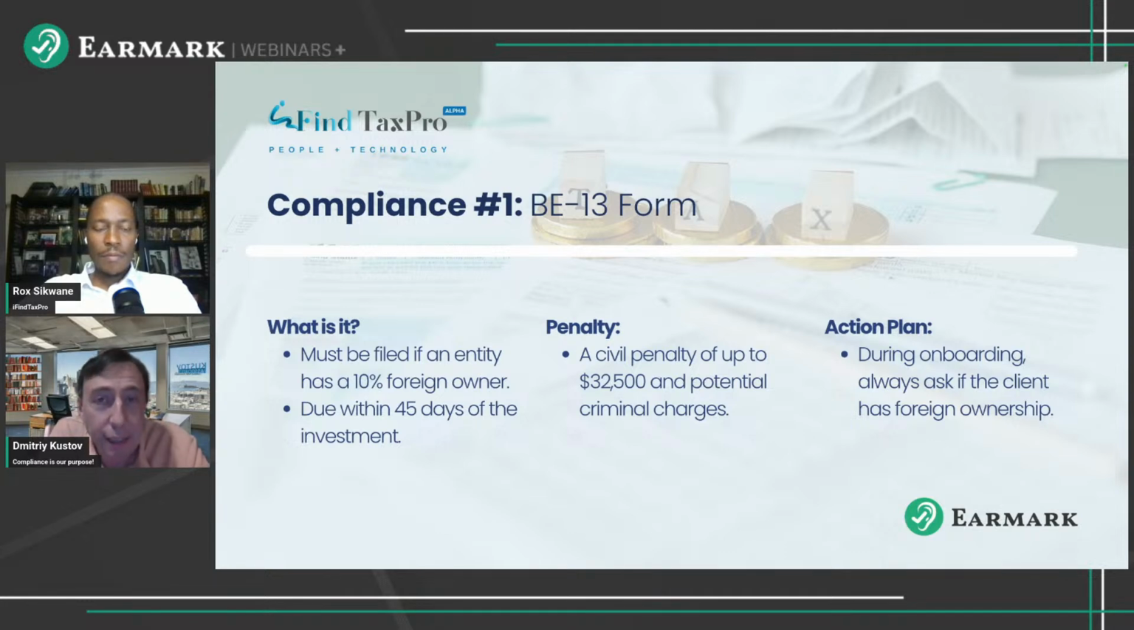And if the entity is not large, which most of them are not in the beginning, you must usually file Form B13. This is an exemption form. So you just basically say, okay, we're here, we don't really have anything, but take a note, okay? Now penalties, if one does not comply, it's not less than $2,500, no more than $32,500.